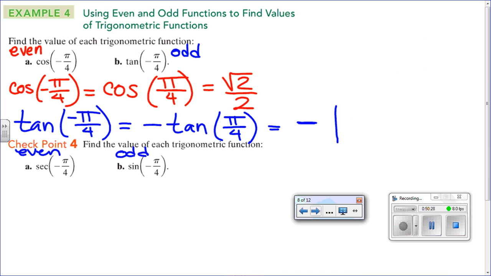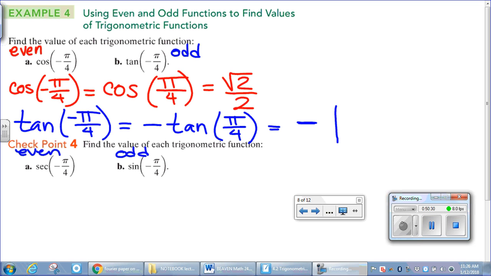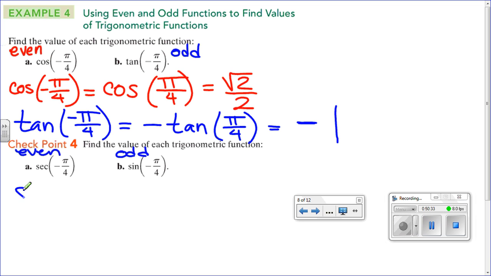Okay, work on that, right? Checkpoint 4. Okay, so let's check our answer.